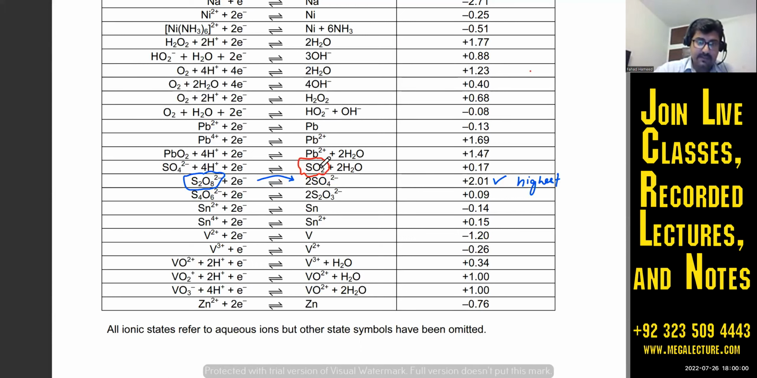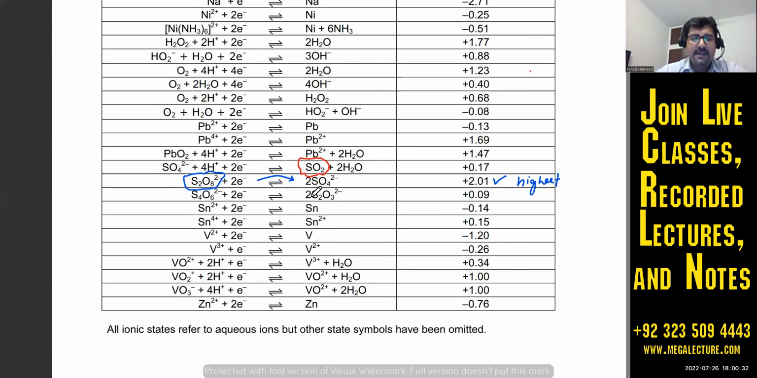It's SO4 2 minus plus 4H plus 1 plus 2 electrons, and it's in equilibrium with SO2 plus 2H2O. And the value is 0.17 volts. That's the first one. We found the SO2 equation.